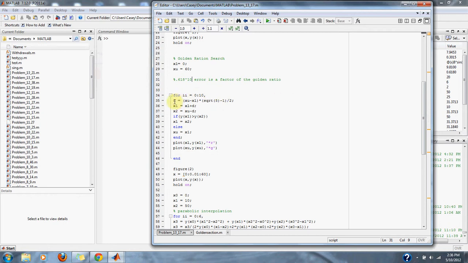So here is our golden ratio search, where we take our upper and our lower and multiply it by the golden ratio, and then go through some conditions, and this will approximate our lower and our upper, and our lower and upper will eventually get to our maximum value for this equation.